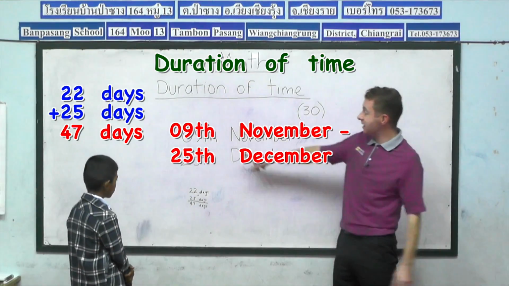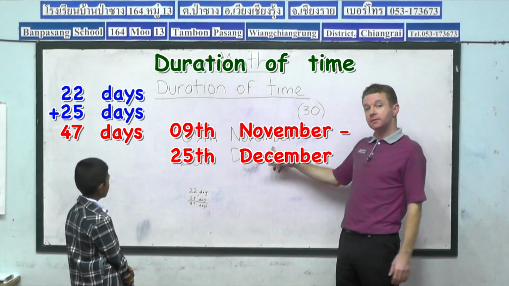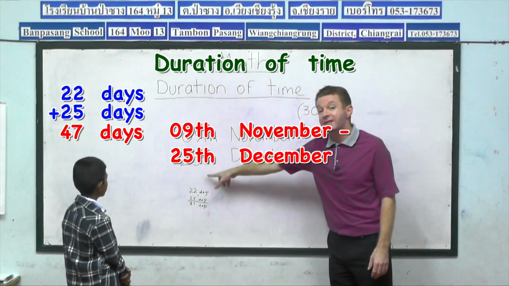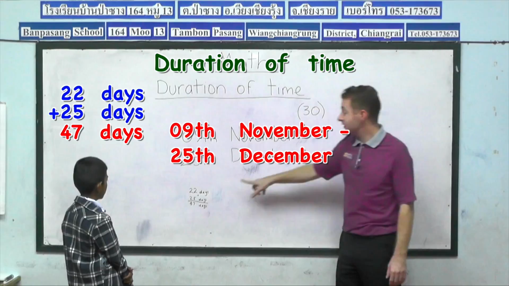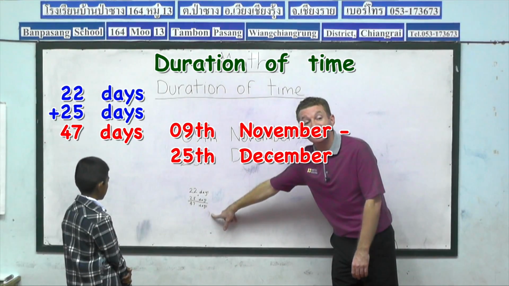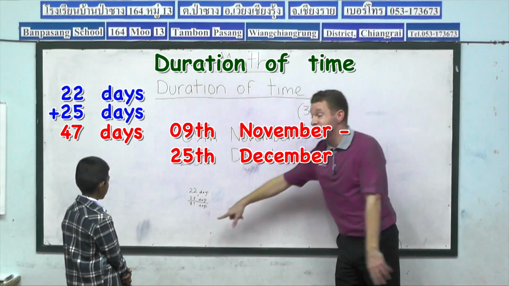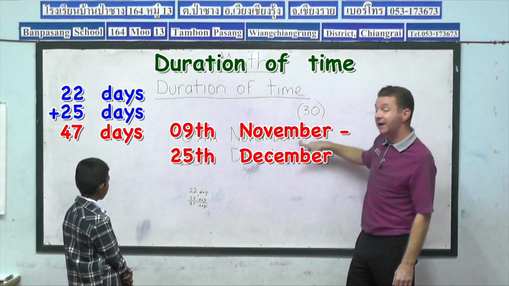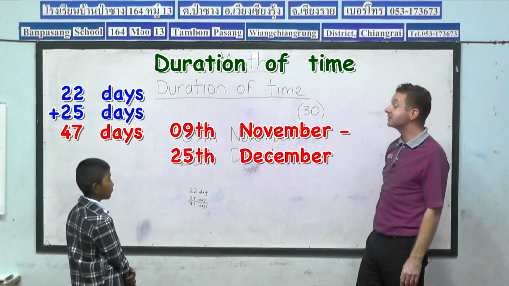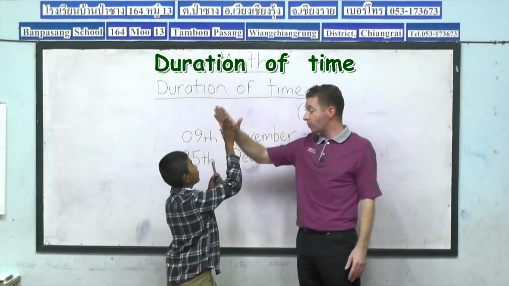So we can say 9th of November until 25th of December is 47 days. So you see how important it is to know how many days if you're going right to the end of the month. Pat, that was excellent. Big round of applause for Pat, please, guys.